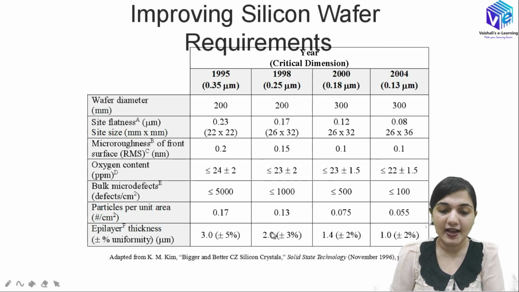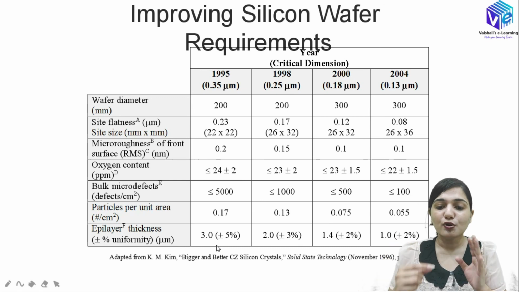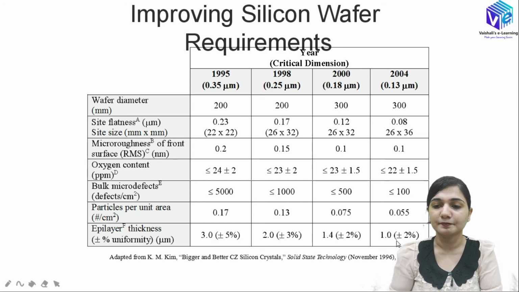Now we have the epi layer, the epitaxial layer. I will be talking about the epitaxial layer in the next videos. It's a layer which is present on the surface of our wafer. We have to have a thinner epitaxial layer, as it increases the thickness of the wafer also. So the epitaxial layer should also be thinner to make our chip thinner and thinner. So it has also decreased, you can see.